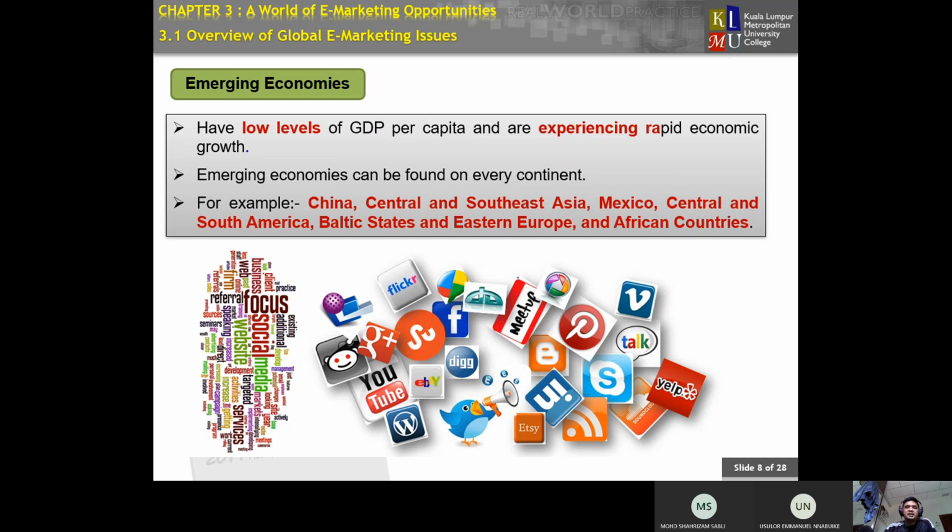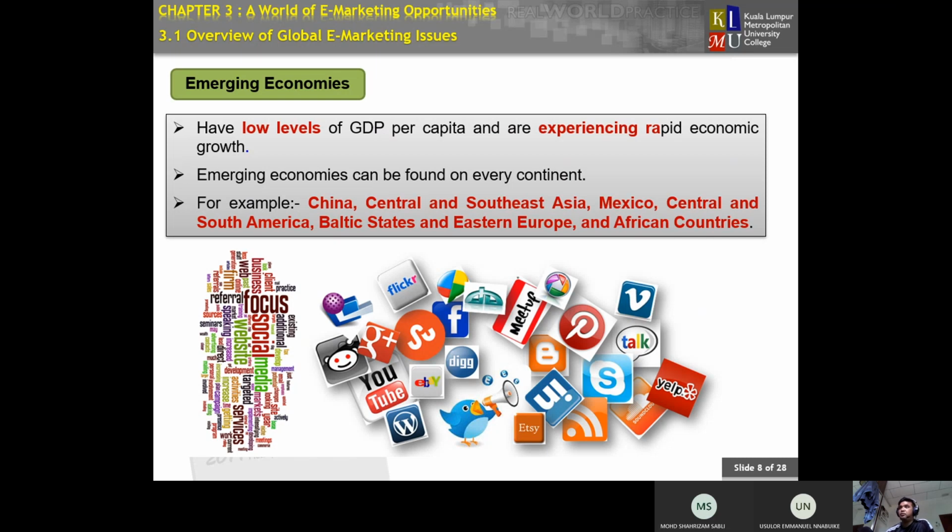Okay, emerging countries have a low level of GDP per capita and experience rapid economic growth. This is where you see China, Central and Southeast Asia like ours, Mexico, Central and South America, the Baltic states, Eastern Europe, and African countries. So this is what we call emerging countries. Okay, so this is also a favorable place for you to do e-marketing.